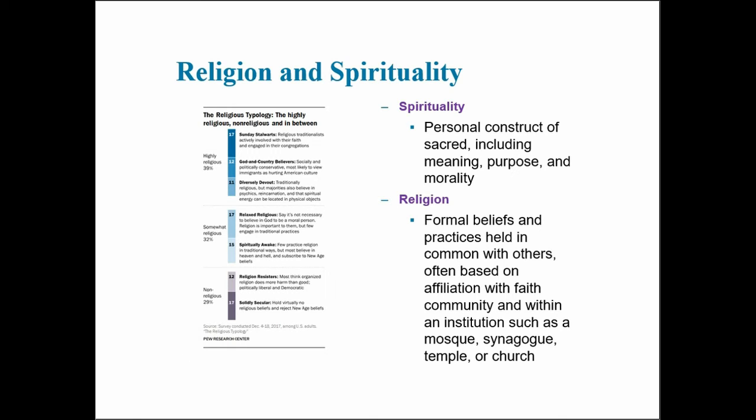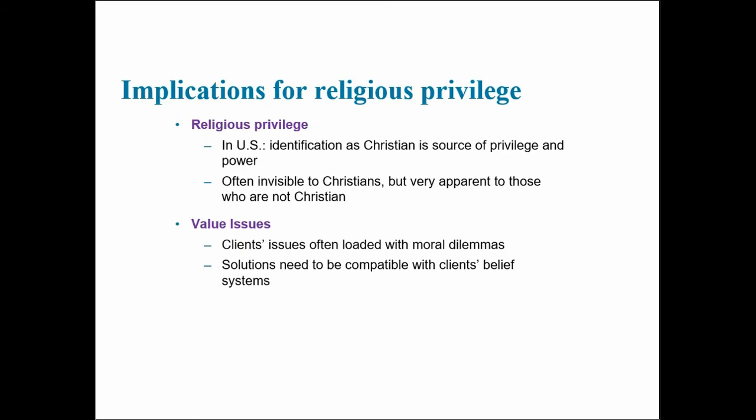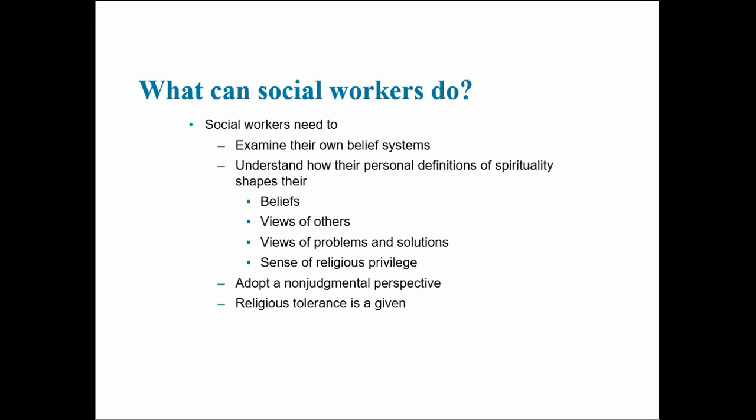So this is a really interesting report by the Pew Research Center, which resulted in a really interesting typology of people's religious identity. You'll see that it really is divided in thirds. A third of the folks in the survey, which was done in December of 2017, think of themselves as highly religious. Another third consider themselves somewhat religious, and then another third consider themselves non-religious. You can see what those different terms mean, which I think is really interesting. And it's important to consider the implications for religious privilege. In the U.S., identification as Christian is a source of privilege and power, often invisible to Christians, but very apparent to those who do not follow Christianity or identify as Christians.